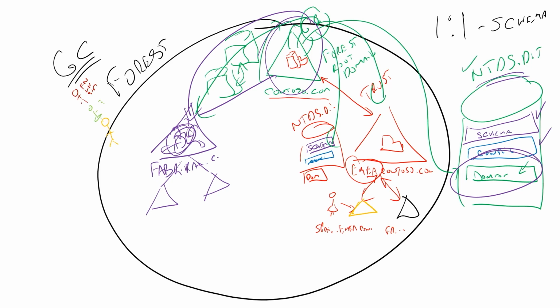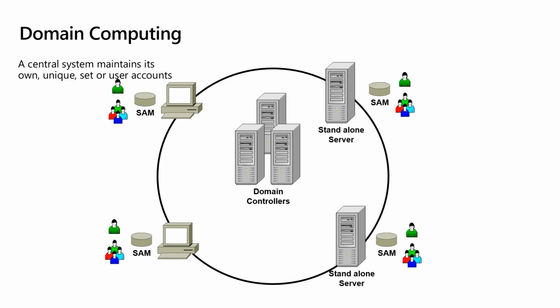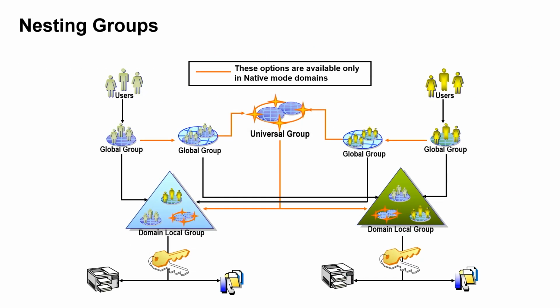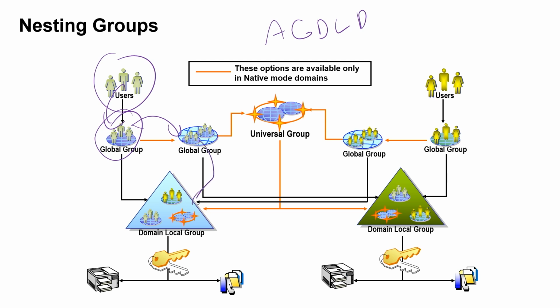So there are all these different rules that we have about group memberships to be able to nest this stuff. So there's that group nesting model. Again, this is not in the course material, so we talk about AGDLP, where users get assigned to global groups from their domain. Global groups can be nested into other global groups, but then they can be nested into domain local groups in either their domain or any trusted domain.